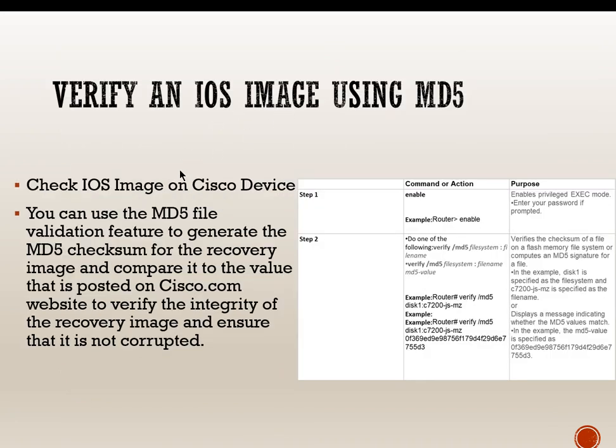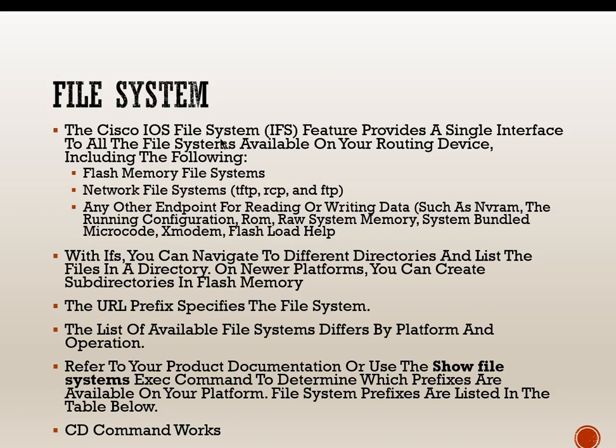Verify using MD5. Check it on the Cisco device. We can use the MD5 file validation feature to generate the checksum for the recovery image and compare it to the value that's posted on Cisco. MD5 hashes are really great things, but you have to check what you have and compare it against the posted MD5 hash to be sure that the two are the same, that it hasn't been corrupted in some way.